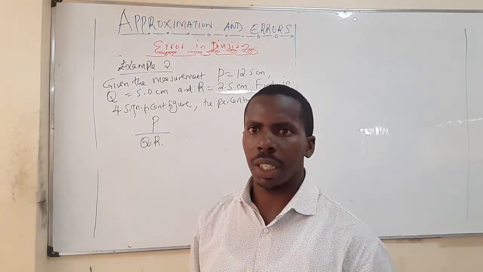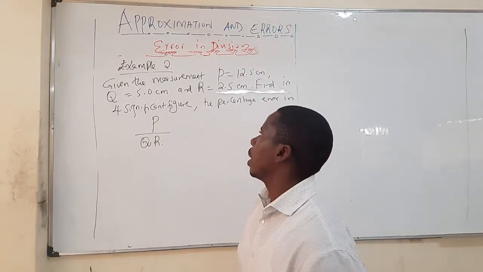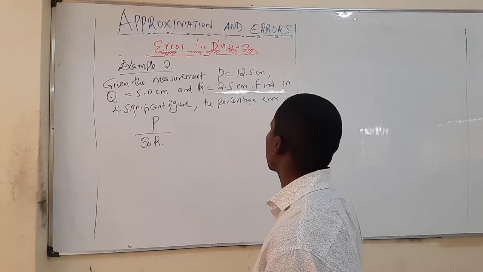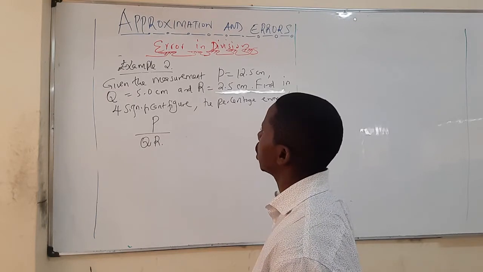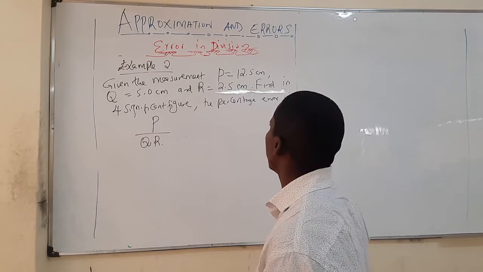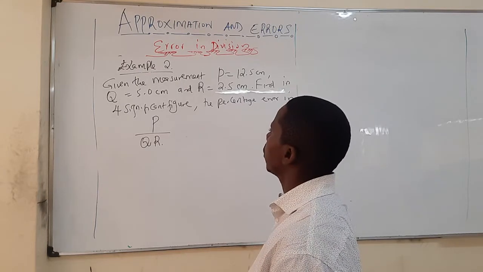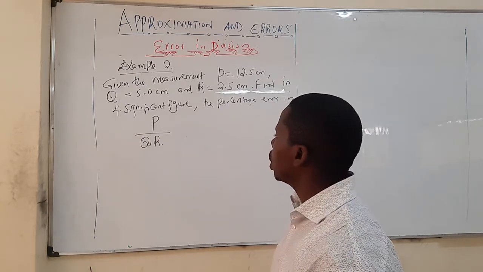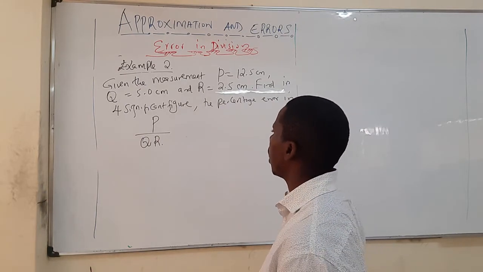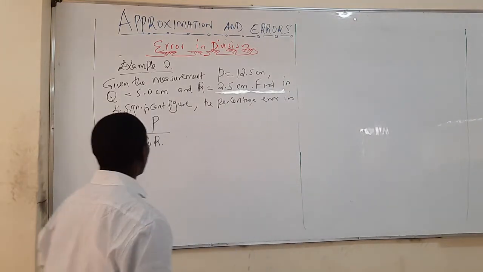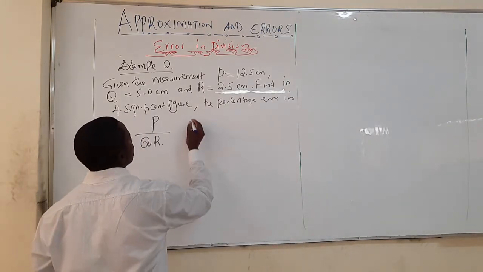So let's look at our example 2. The question says that given that measurement P is equal to 12.5 centimeters, Q is 5.2 centimeters and R is 2.5 centimeters, find in 4 significant figures the percentage error in P divided by QR. So in the first case, we get the limits for the values of our measures.